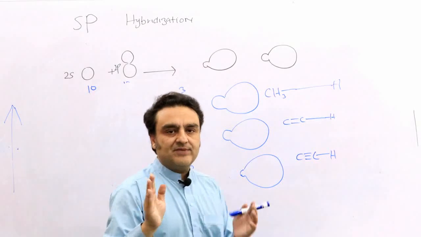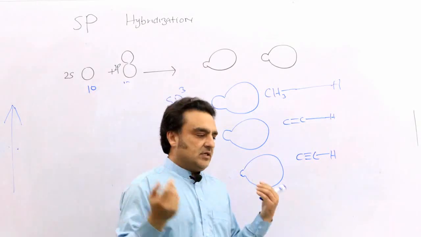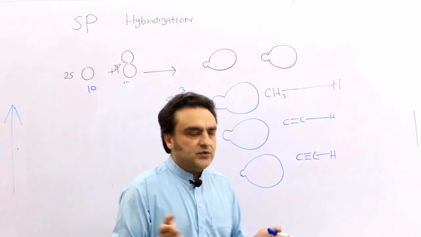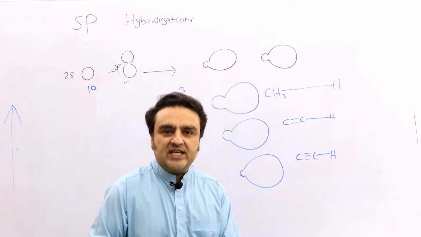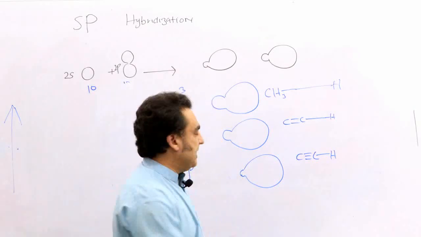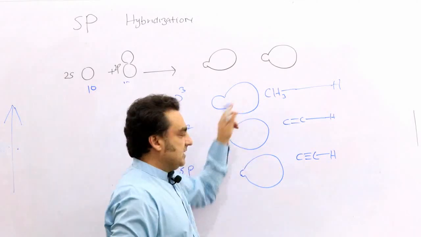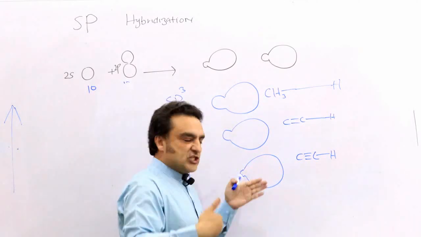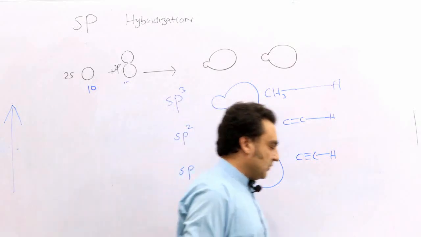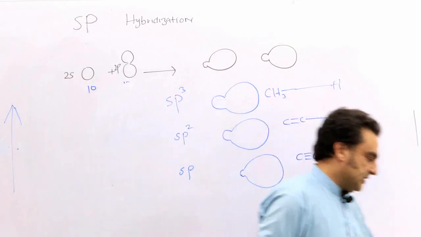What is electron density? Density means mass per unit volume, or here we will say the electron cloud per area. So here the electron cloud per area is much more than this one and this one, so it will make the strongest of the bonds. This is the energy.